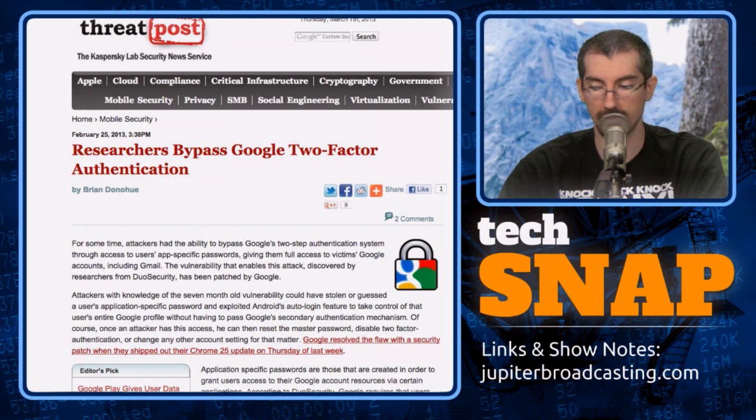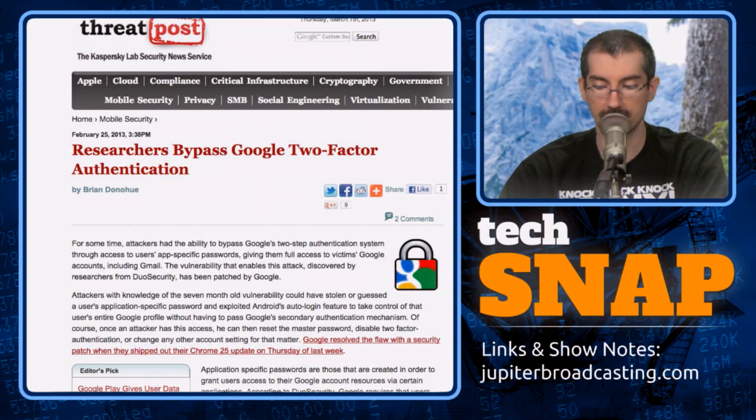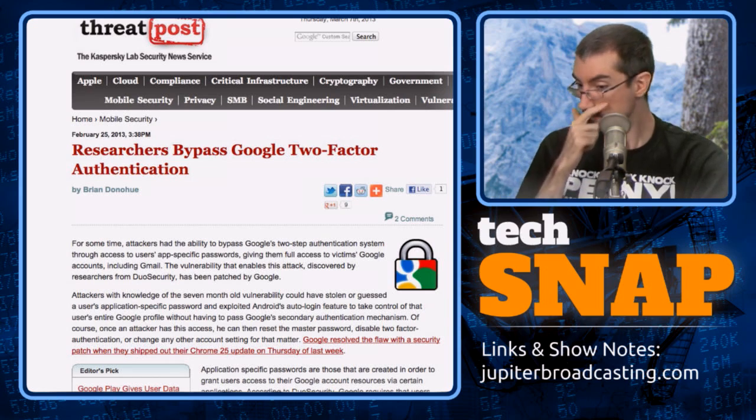All right, this next story stung because I am a Google two-factor authentication user, Alan, and I heard it was bypassed. Yes, but it's fixed now. Okay. But for the last 7 months, researchers at Duo Security, and any attacker who also found this but didn't say anything, could have exploited the Android auto login feature to take over your account. Ooh.